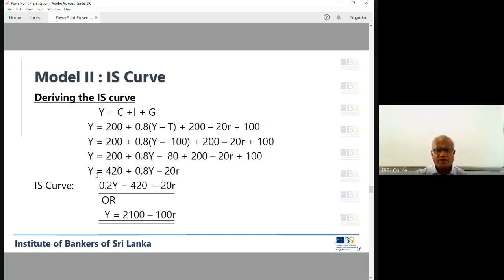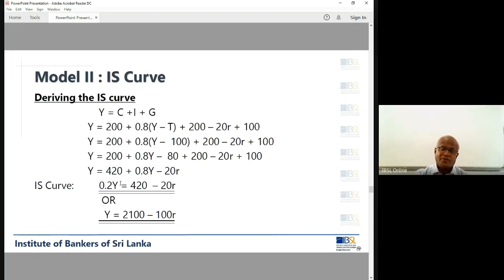Then you take Y minus 0.8Y, which is 0.2Y. So 0.2Y equals 420 minus 20R. This is the relationship between income and interest rate, GDP and interest rate, that shows the goods market equilibrium. Aggregate demand equals aggregate supply. Demand for goods and services equals supply of goods and services. That Y and R relationship is the IS curve.